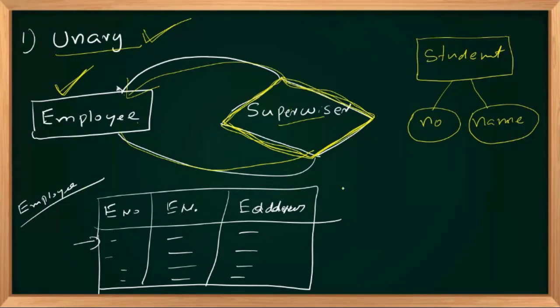It is also represented using the RDBMS model. The RDBMS model consists of employee number, employee name, employee address. Out of these, one of them is a supervisor. Okay, clear?